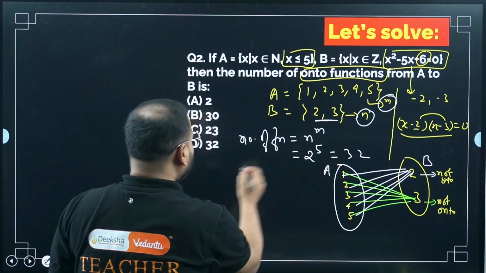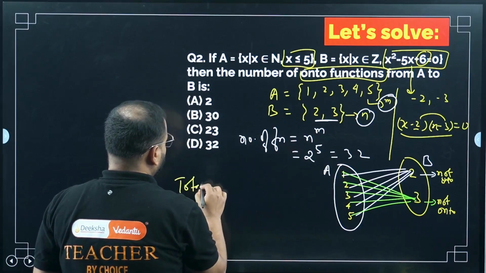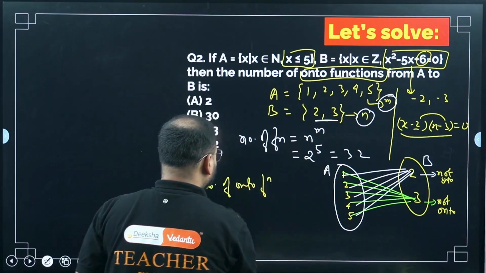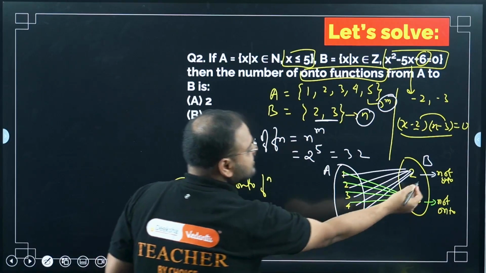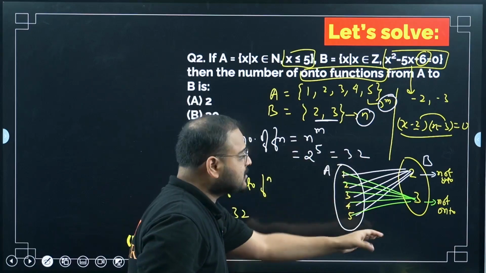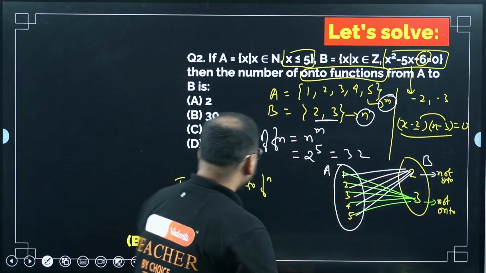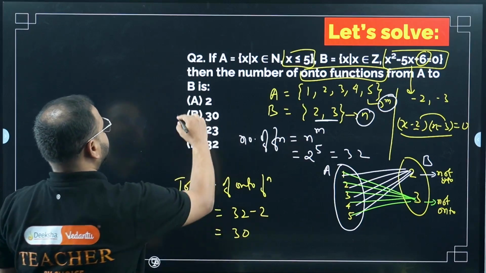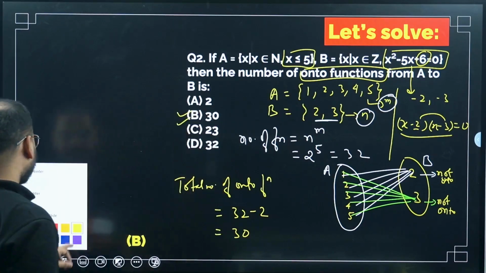So what will be the total number of onto functions? The total number of functions, which is 32, minus 2 such functions where it is not onto. So minus 2, the answer is 30. Answer is 30. Okay, I'll move on now.